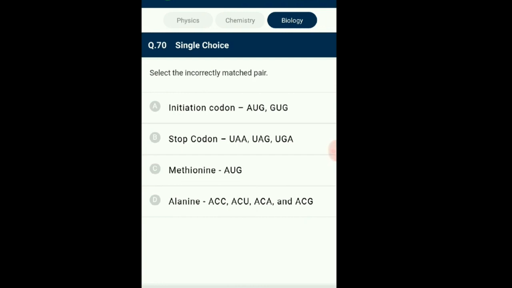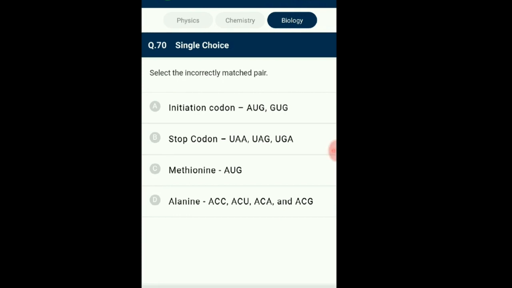The initiation codon is mainly AUG, but in some bacteria, under specific conditions when AUG is absent, GUG can also function as initiation codon. There are three stop codons or termination codons: UAA, UGA, UAG. The initiation codon is AUG, which performs a dual function and specifies amino acid methionine.